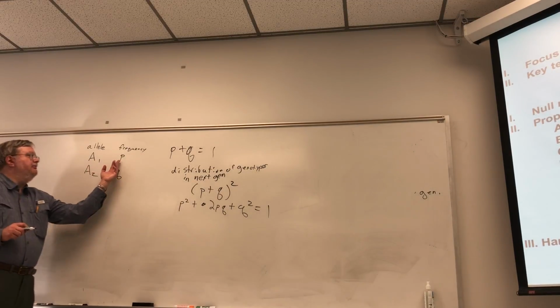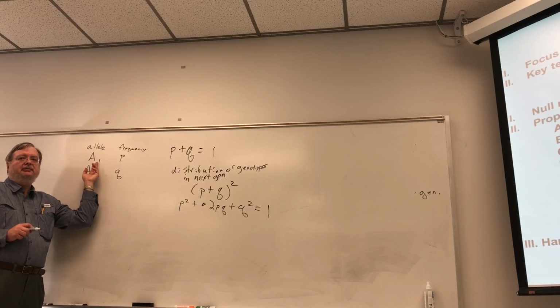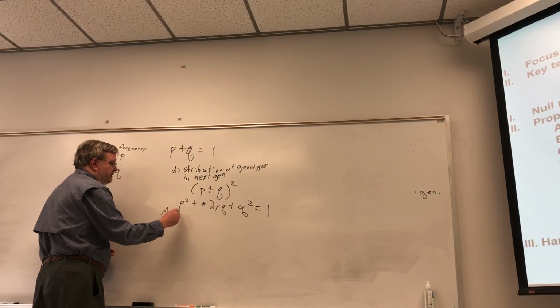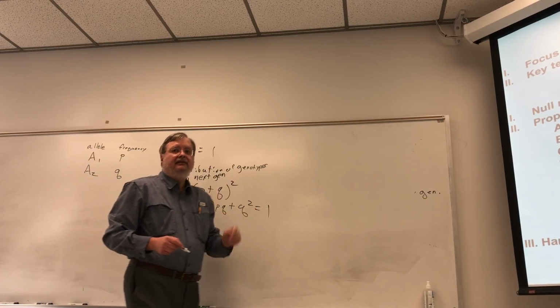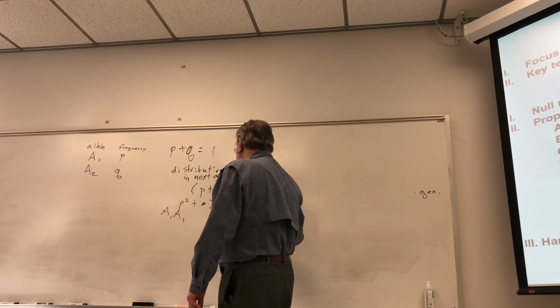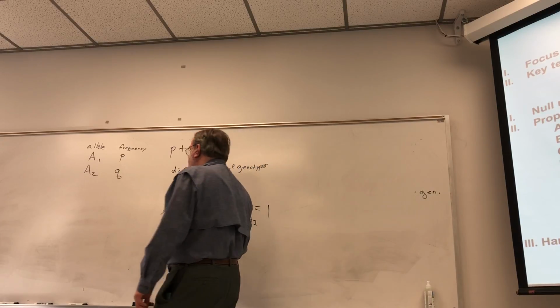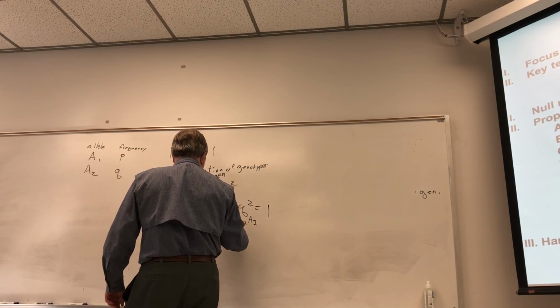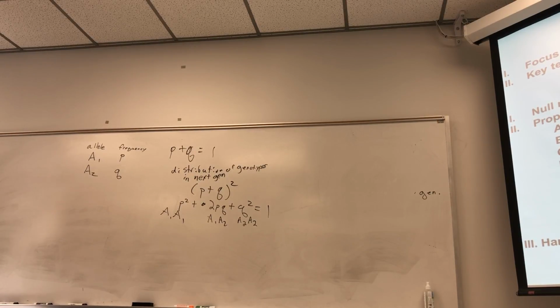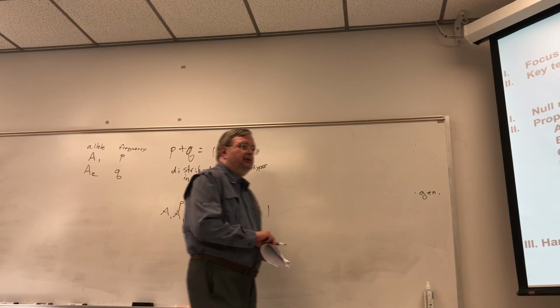What must P squared be the distribution of? The frequency of what type of genotype? Q squared must be what? Yeah, it has to be A2A2. And this 2PQ must be the heterozygotes. So this gives us the genotypes of the heterozygotes in the next generation. But what we want to know is, have the allele frequencies changed? And so we have to do a little bit of algebra and substitution.